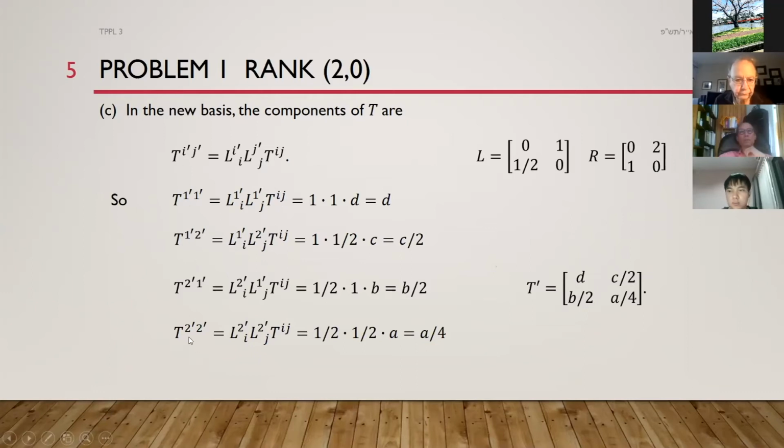And let's do the last one, T 2 prime, 2 prime. So again, you have 2 prime, 2 prime in the upper position. Sum over I and J. So you need something from the second row of L. So you'll have 1/2 times itself times A, and you get A over 4. Here you see the influence of the 1/2. So in each case, you get a different answer. So the rank of the tensor is quite significant.